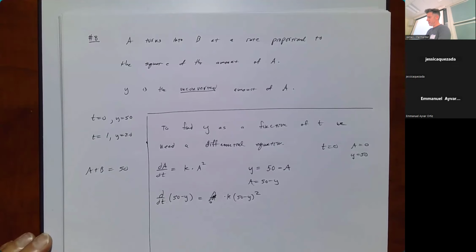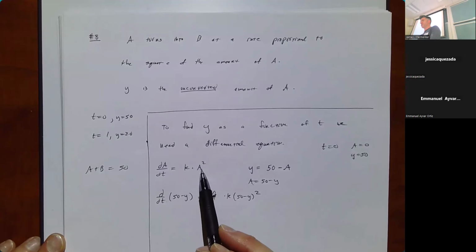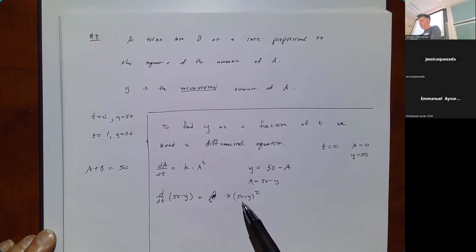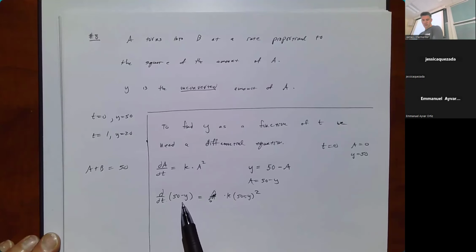Right. y is the unconverted amount. So we know that the rate of change of A is proportional to A squared. So I feel like this is fine. I don't feel like this is wrong. The rate of change of 50 minus y, which is just what A is, the amount that hasn't been converted.